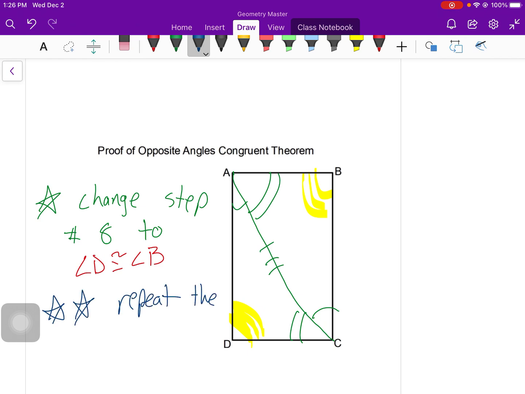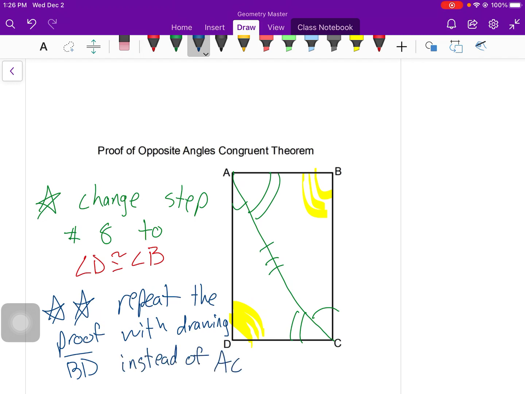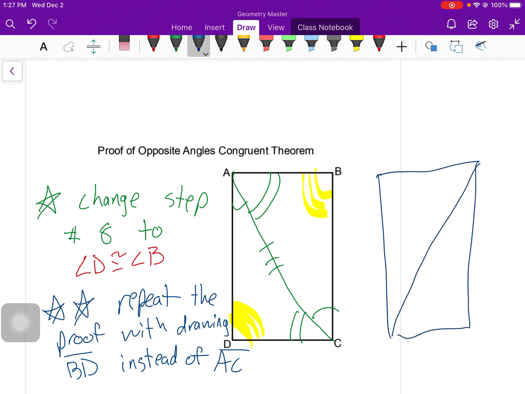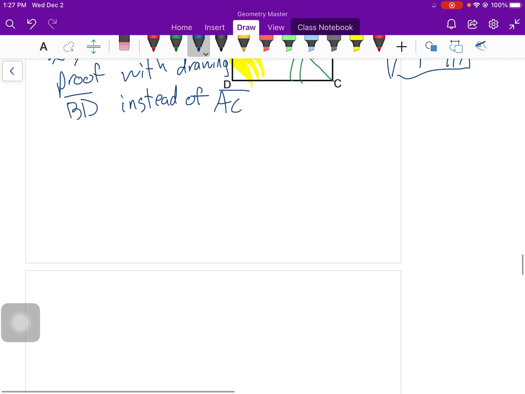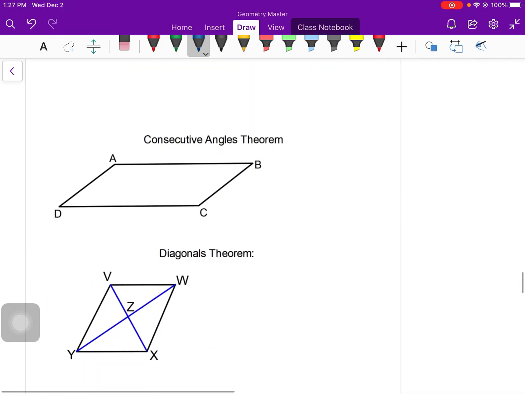Next, you'll repeat the proof with drawing segment BD instead of AC. All that's going to do is give you two new triangles, right? You're now going to have these triangles. You're still going to find alternate interior angles, and then these angles by CPCTC. It's the exact same proof. So they're longer, but it's the same repetitive process. So I'm not going to go through all of those steps, but if you want extra practice on proofs, that's something you could practice because you should be able to get that same answer.